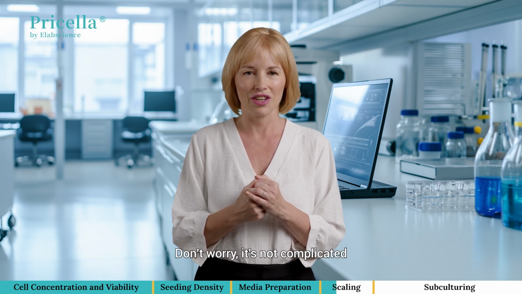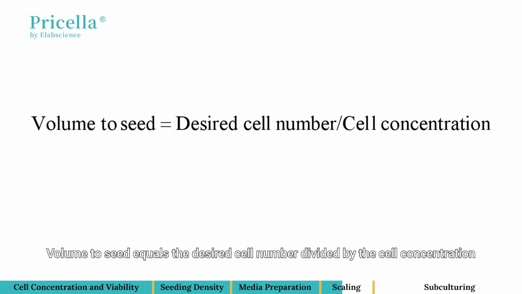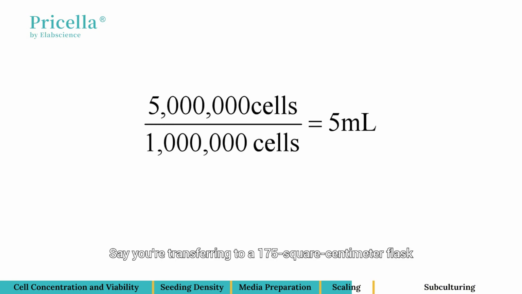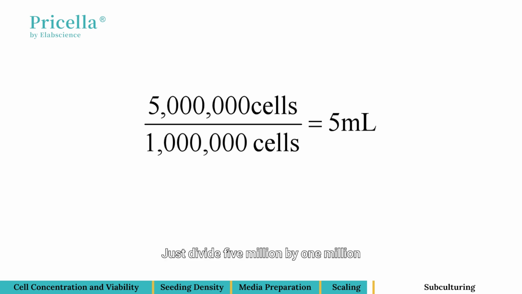Don't worry, it's not complicated. Here's the formula. Volume to seed equals the desired cell number divided by the cell concentration. Here's an example. Say you're transferring to a 175 square centimeter flask, and you need 5 million cells. Your cell suspension has a concentration of 1 million cells per milliliter. Just divide 5 million by 1 million. That's 5 milliliters of cell suspension.